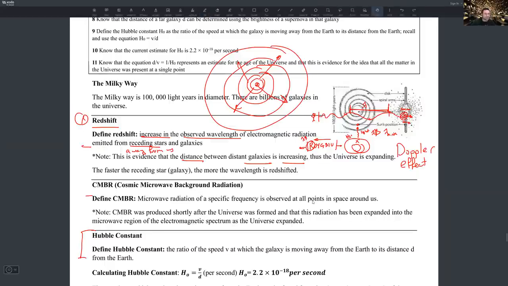ومش بس كده كمان, the faster they're moving away from us, the more it's redshifted. يعني لو لقينا الويفلنث بتاعت one galaxy أكتر من التانية, this means it's faster. It's moving farther and faster away.